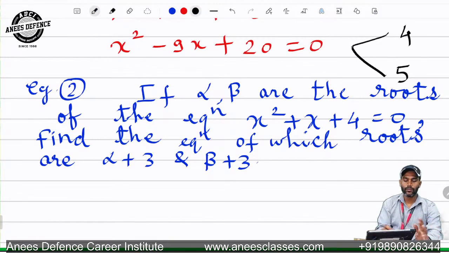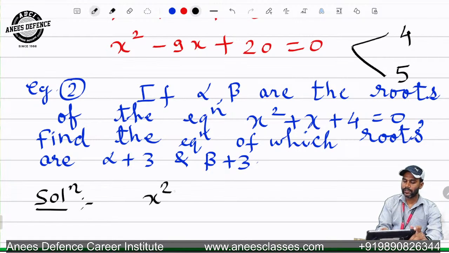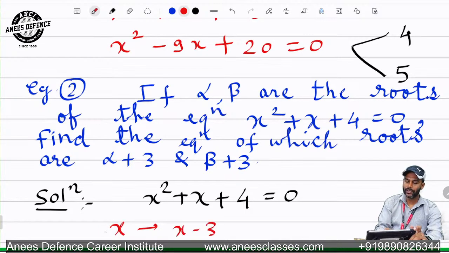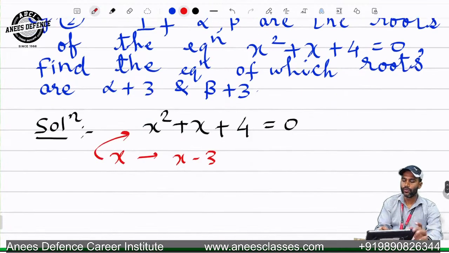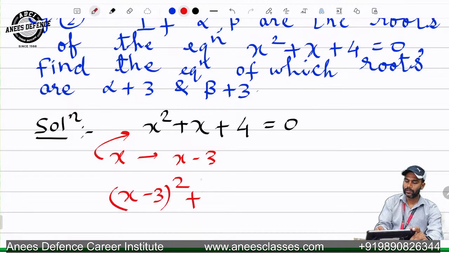Simply what we have to do? What is the equation? x square plus x plus 4 is equal to 0. Now what we have to do? We have to replace x by x minus 3. In which equation? The given equation. Yes or no? So x minus 3 whole square plus x minus 3 plus 4 is equal to 0.